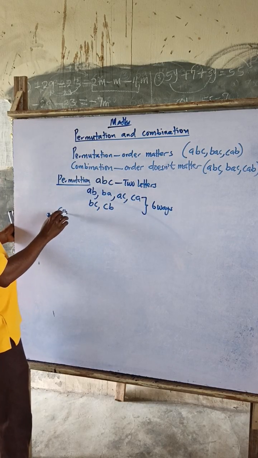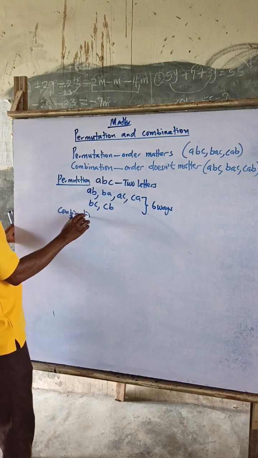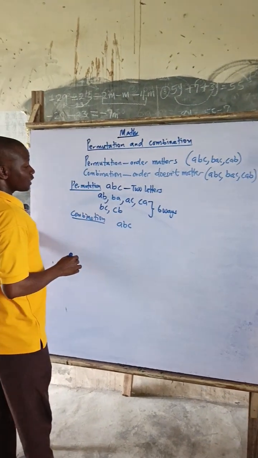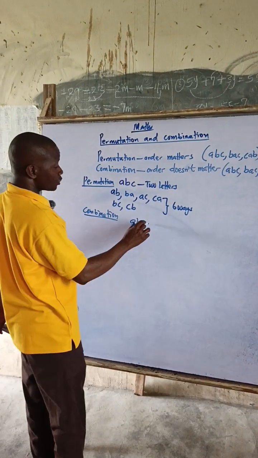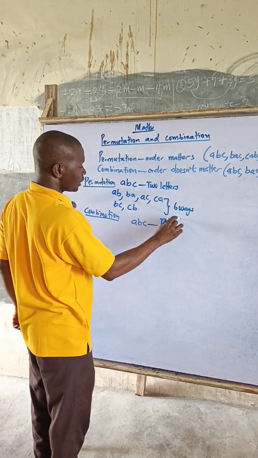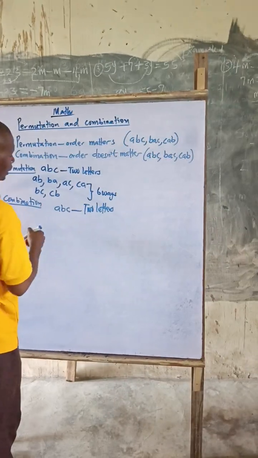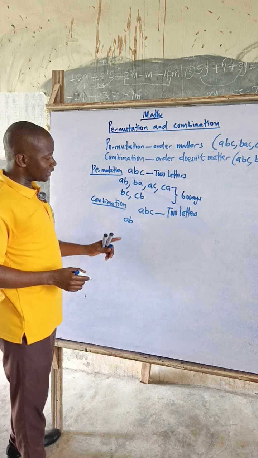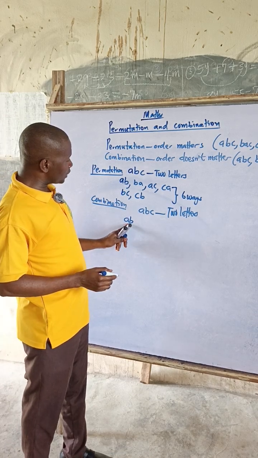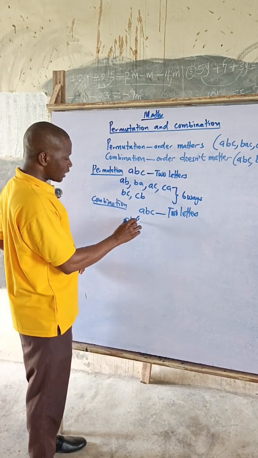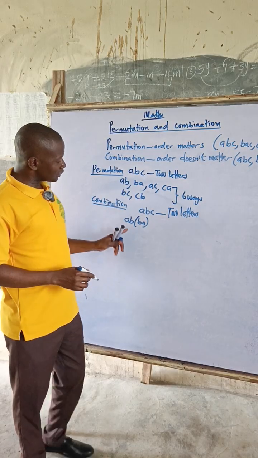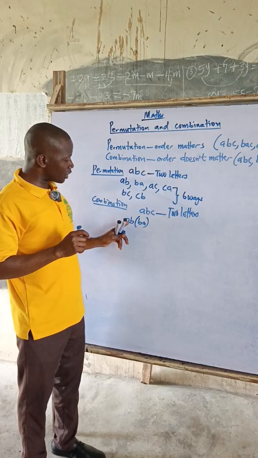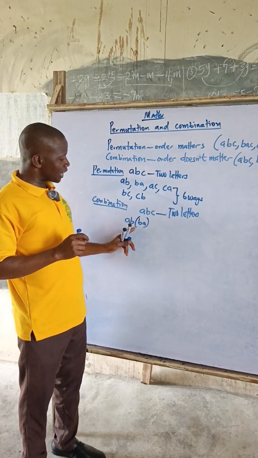Now let's consider combination. We are given 3 letters and we have to choose 2 letters from these 3 letters. So we have A, B. Don't forget what I explained earlier: A, B and B, A. If you want to count this one, you count it once, not twice, because A, B and B, A in combination are the same.